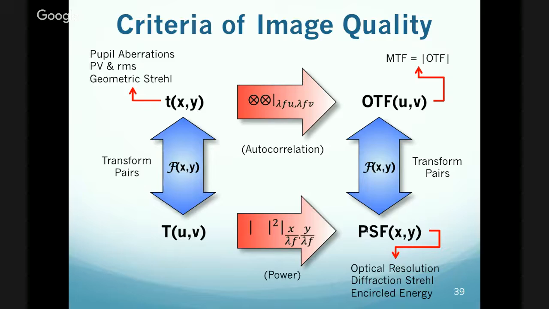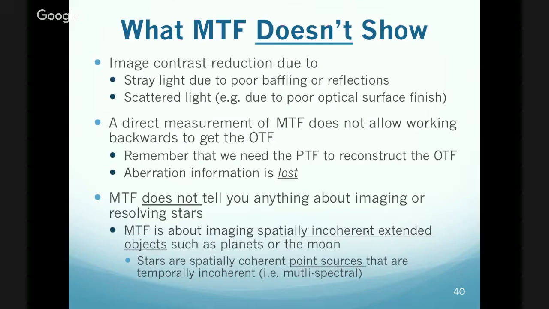Let's talk about what MTF doesn't show you. It doesn't show you image contrast reduction due to stray light, due to poor baffling or reflections, or scattered light due to poor optical surface finish. So if you've got a really, really dirty system, or it's not finished well, or there's a problem with the coating, it won't show you any of that stuff.